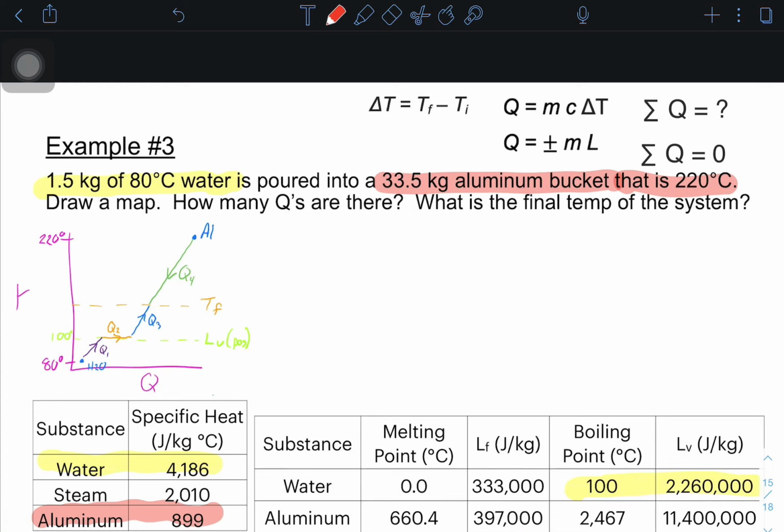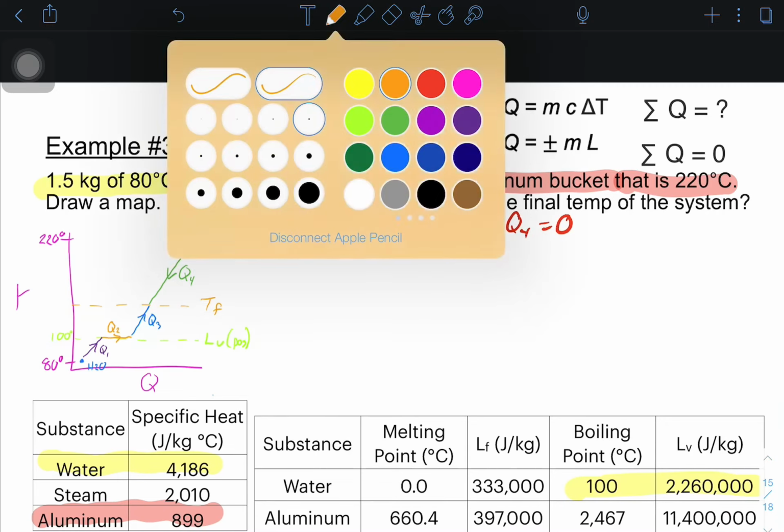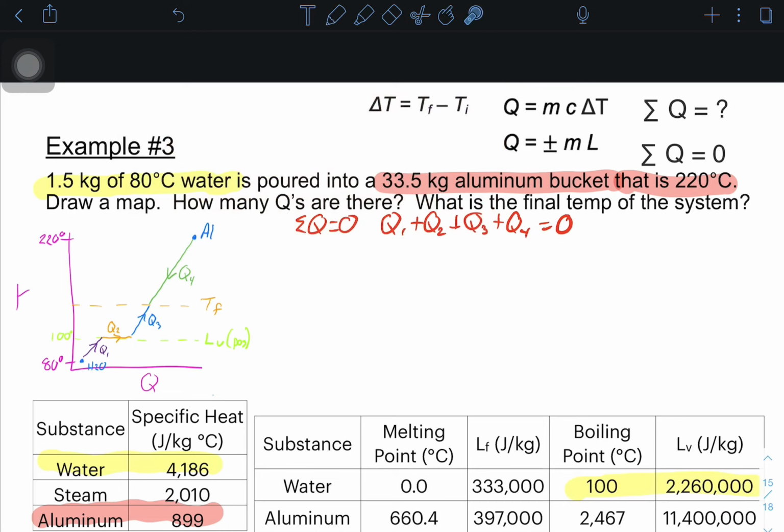So the sum of all my Q's is equal to 0. We can say Q1 plus Q2 plus Q3 plus Q4 is equal to 0. That's why identifying the number of Q's is important, because we need to know how many things we're going to add together. So then we look at each of these and say, is Q1 a temperature change or a phase change? Is Q2 a temperature change or a phase change? Is Q3 a temperature change or a phase change? Is Q4 a temperature change or a phase change?